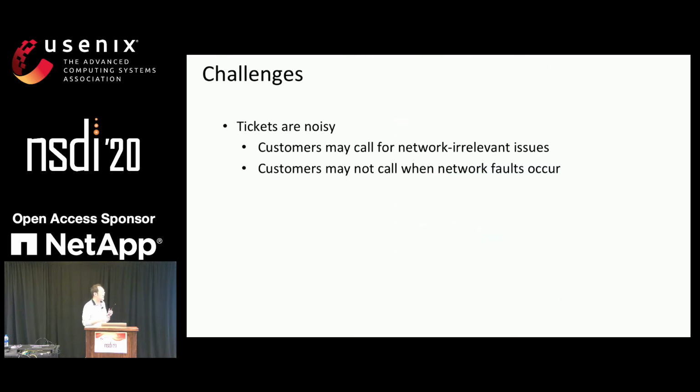So here come the challenges in using this. Firstly, the tickets are noisy. Ideally, if every customer only reported tickets when some network-relevant issue happened, then we could simply treat the tickets as ground truth and input them into the supervised learning tools. However, this is not true, because customers may call about network-irrelevant issues. And vice versa, they may stay silent when something indeed happens.